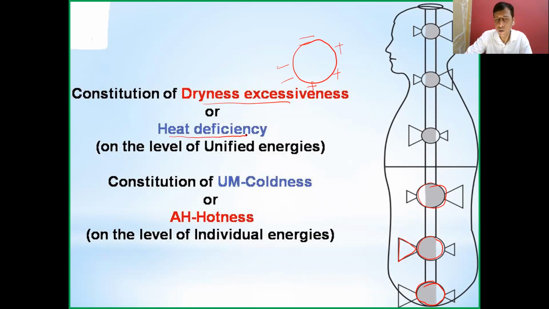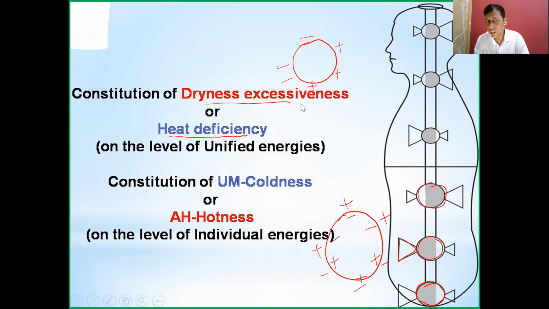And on the individual level, we can see their side. So coldness, dryness, and wind are plus. The other 3 are minus. Like this we can draw the constitution. In the course we will discuss it in detail. On the individual level we can see this is either a hotness constitution or a coldness constitution. So in the same person we will find 2 different constitutions.